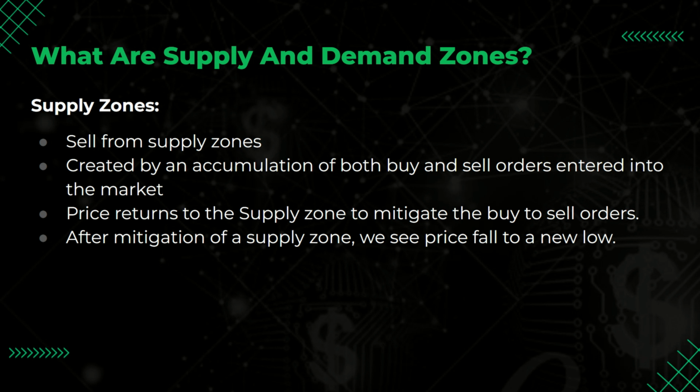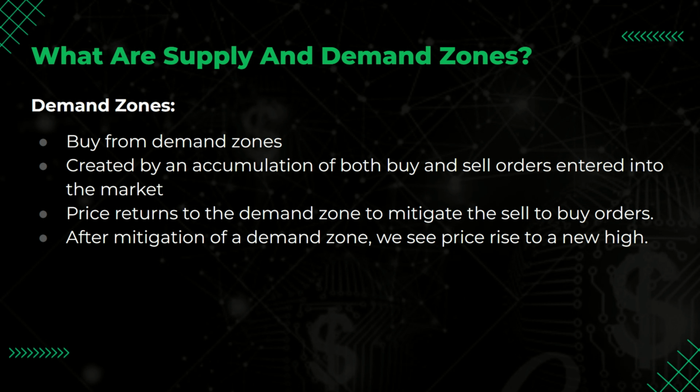So what exactly are supply and demand zones? Let's cover supply zones first. As Smart Money Concepts traders, we sell from supply zones, and supply zones are created by an accumulation of both buy and sell orders entered into the market. Price returns to the supply zone to mitigate the buy to sell orders. After this successful mitigation of the supply zone, we see price fall to a new low.